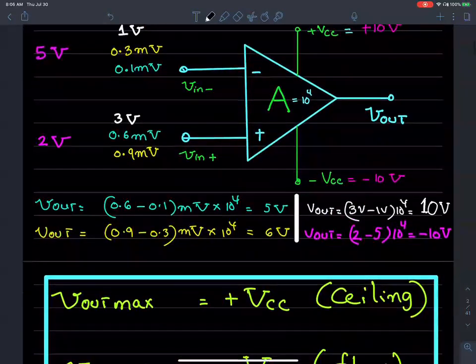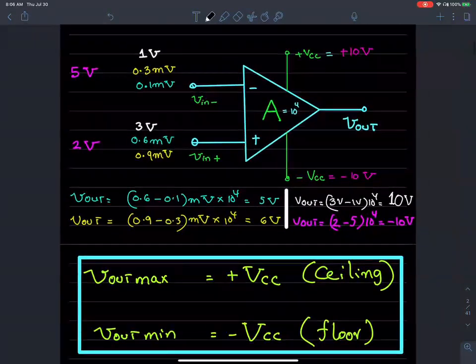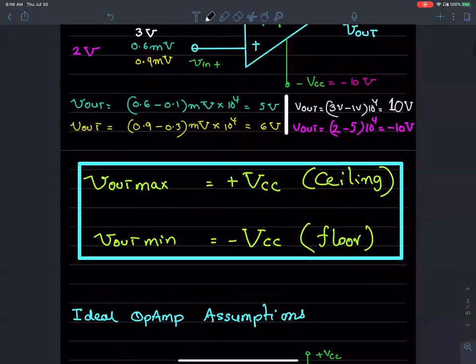Then I went on to showing you that the output has some limits. The output actually caps off at a maximum of plus VCC, and it caps off at a minimum of negative VCC. Okay, it does not infinitely increase with increasing input difference.